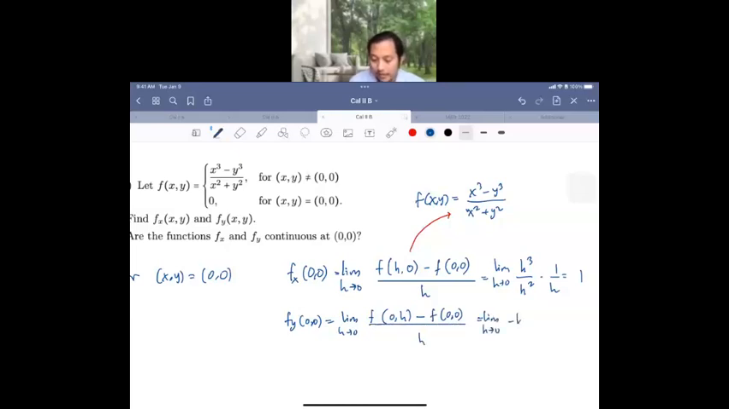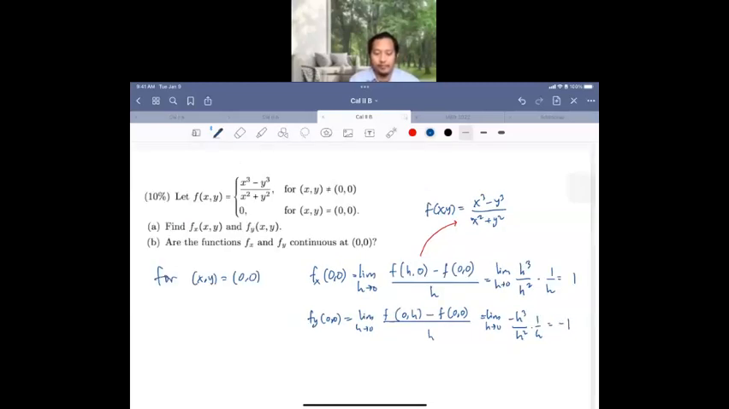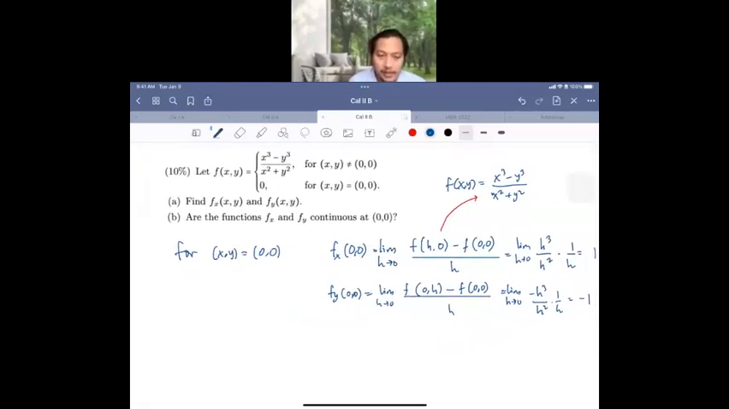This will be negative h cubed, h squared, and this will be negative 1. Okay, so we have done part A. Now part B, the question is asking whether the partial functions are continuous or not at 0, 0.